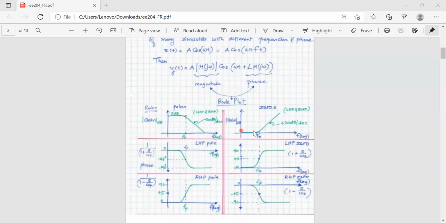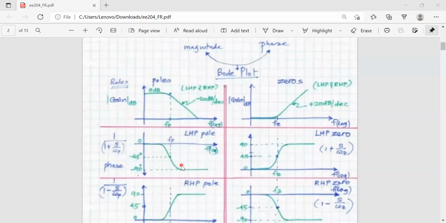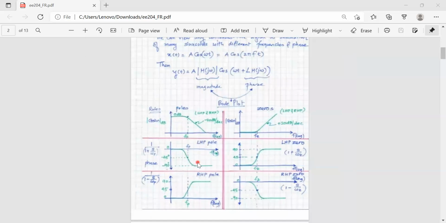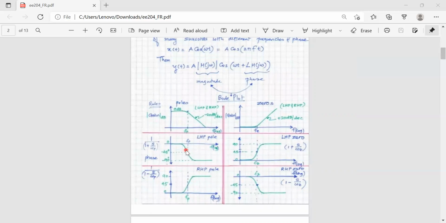And for zeros there is an increase in the slope, plus 20 decibel per decade. And for phase, there is a decrease of phase from 0 to minus 90 at the pole, and at the pole the phase will be minus 45. Okay, at the zero it is plus 45, going up to 90.